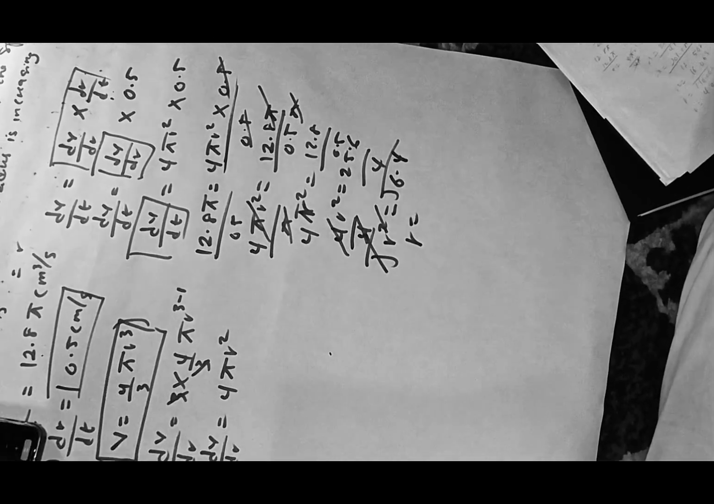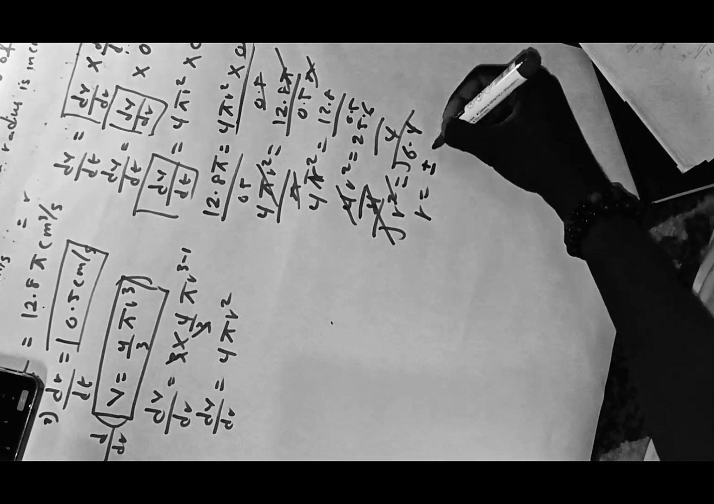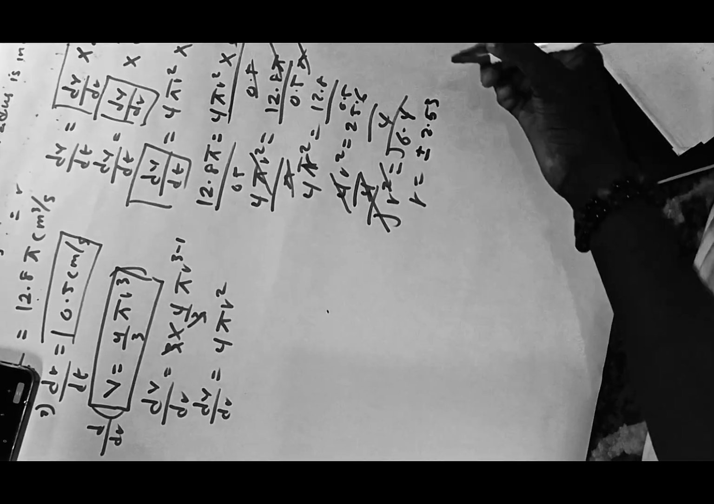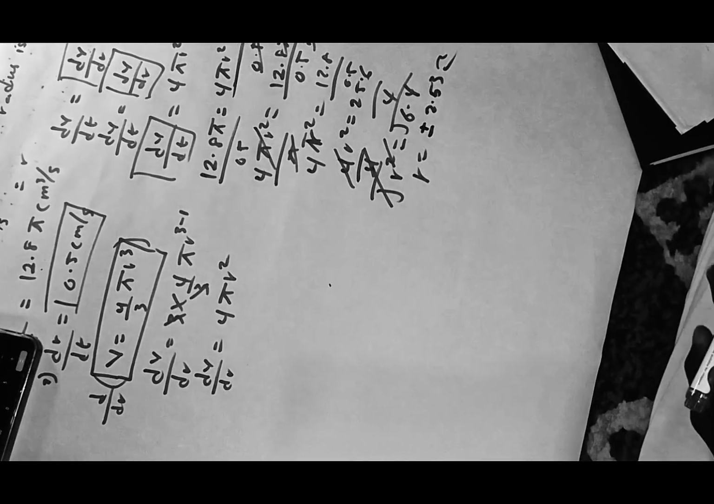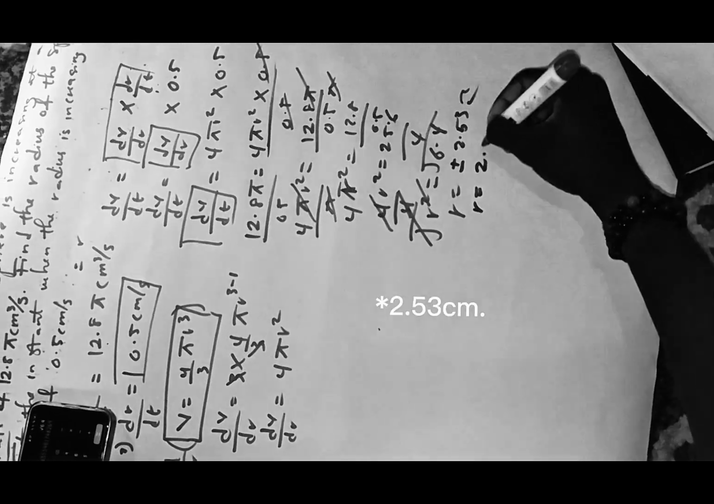Let me just add that to my calculator. Square root of 6.4. That's r equals plus or minus 2.53 approximately. But since radius cannot be negative, we just choose the positive value. So our radius is equal to 2.53.